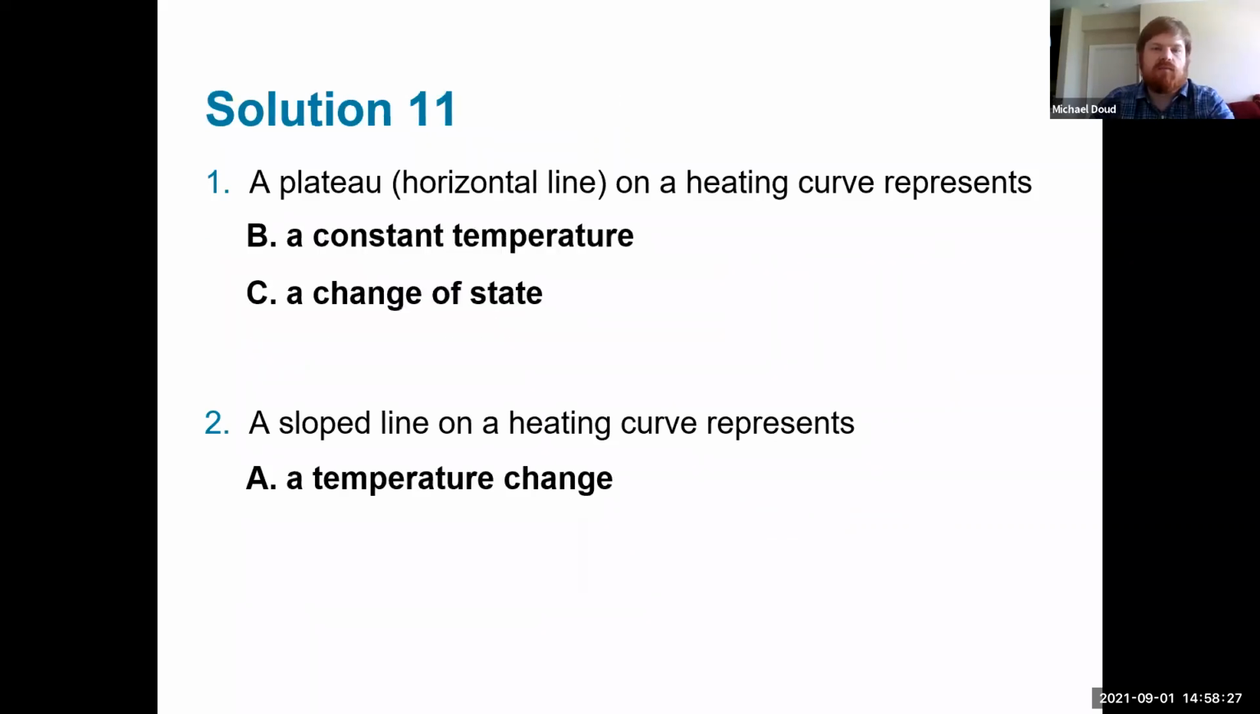Okay, so this is kind of a trick question. I should have told you there's two possible answers here. A plateau on a heating curve represents a constant temperature, that's true, but it also represents a change of state. Those are when we're going from solid to liquid or from liquid to gas. And sure enough, it's at a constant temperature, the melting point or boiling point, respectively. And then finally, a sloped line represents a temperature change.